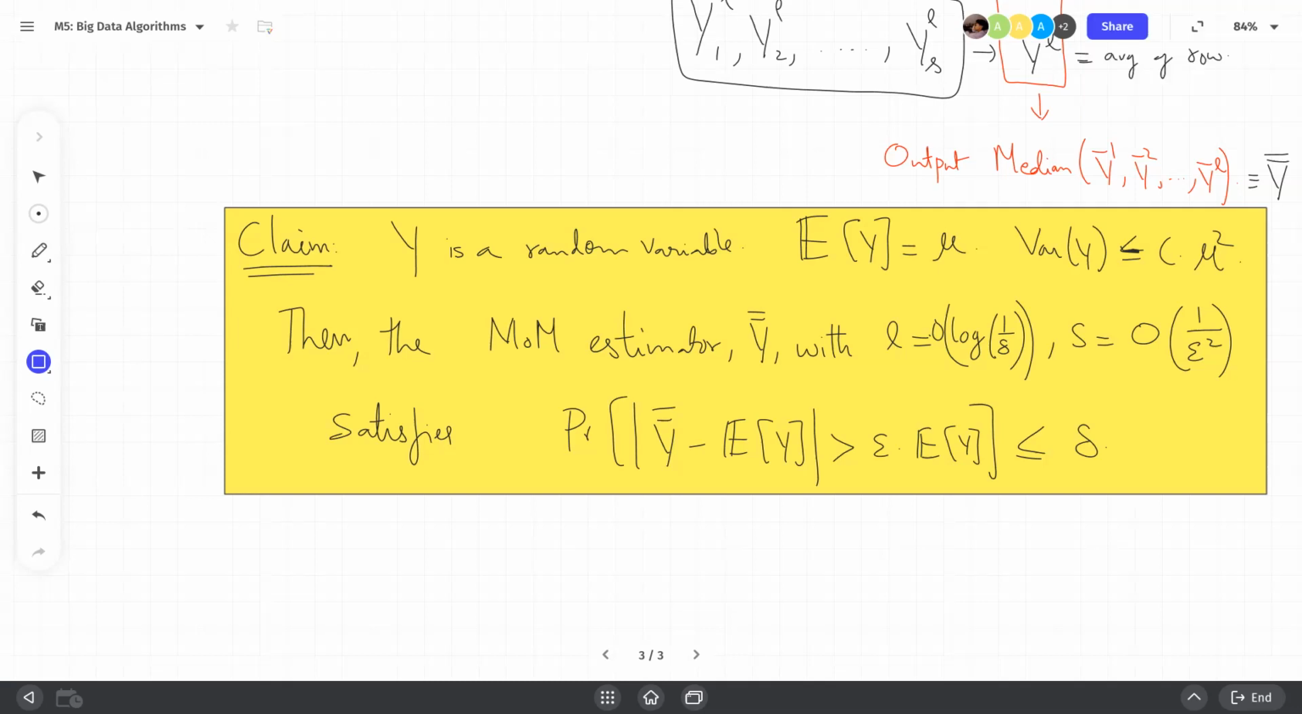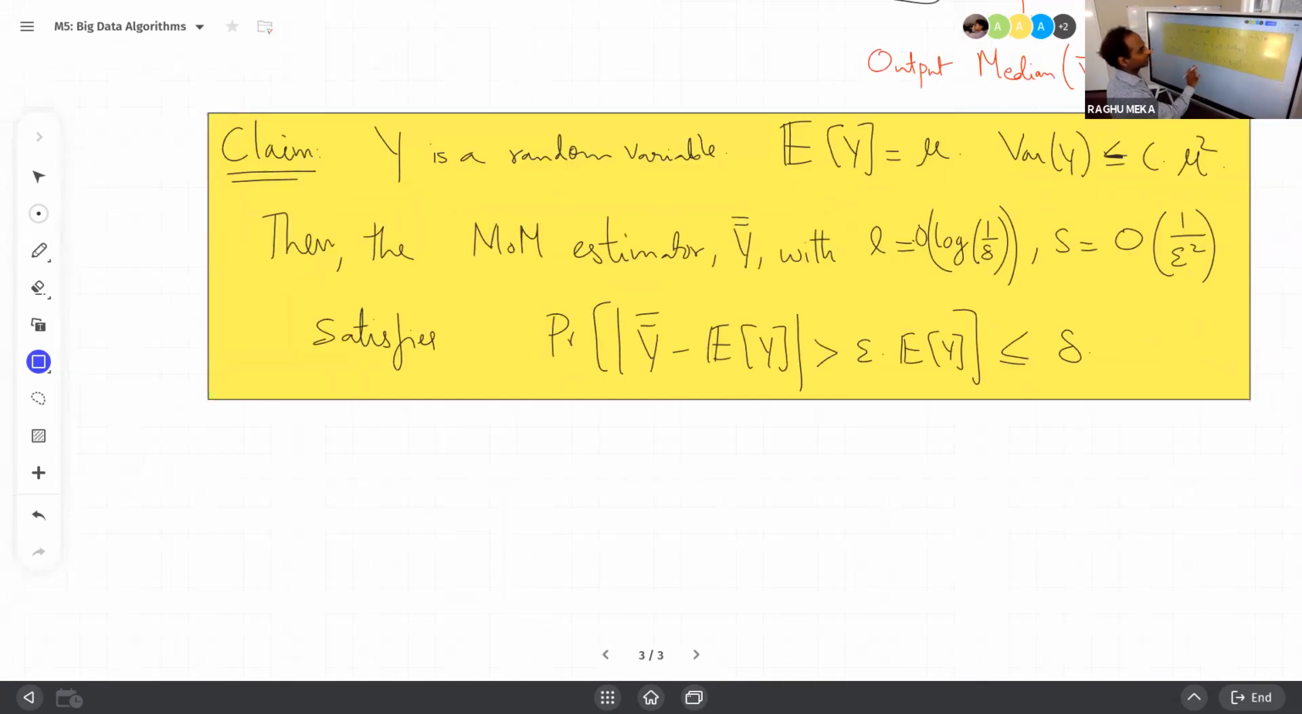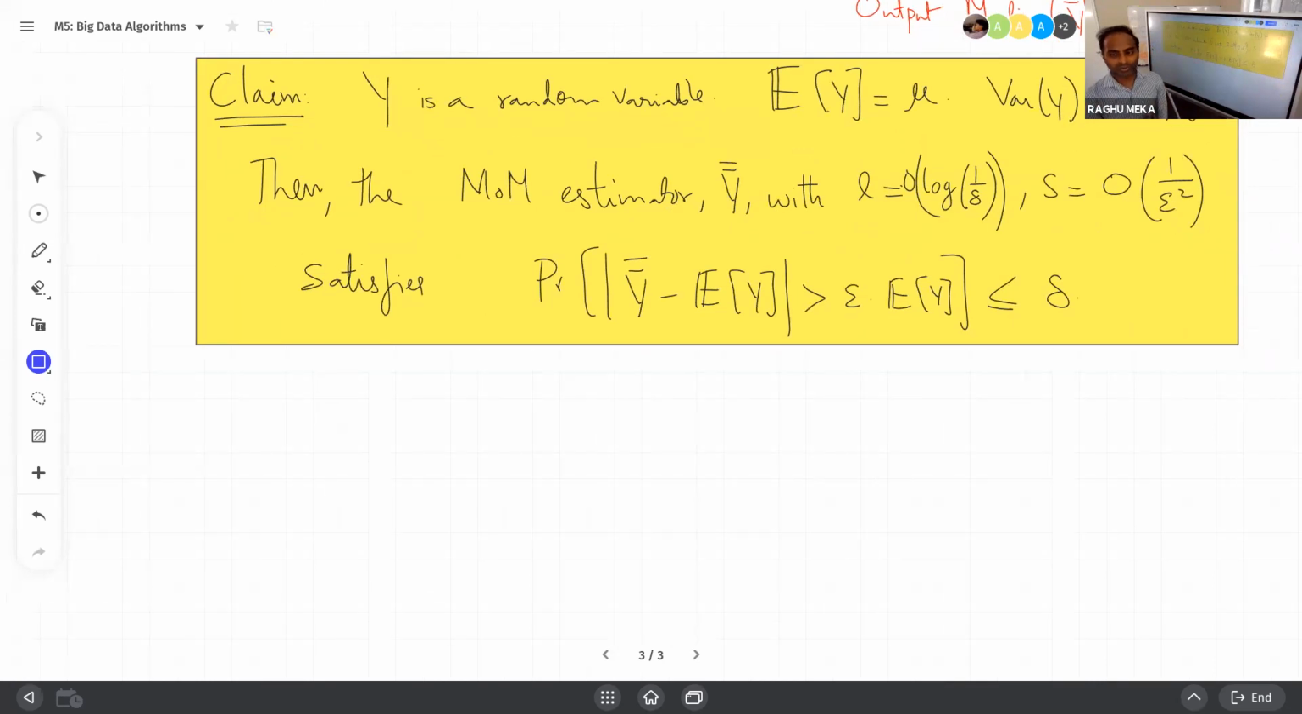Professor, so just making sure I understand this. So for this algorithm, you're going to have S times L hash functions? Mm-hmm. Okay. Right. So this is the generic statement for any random variable.